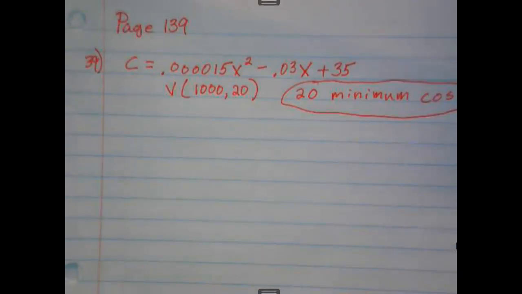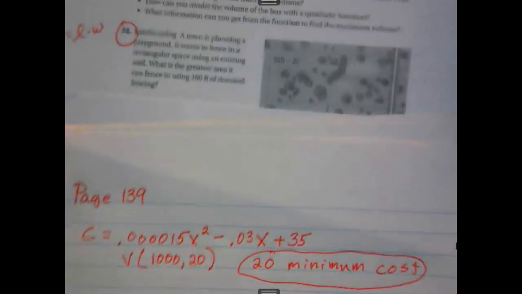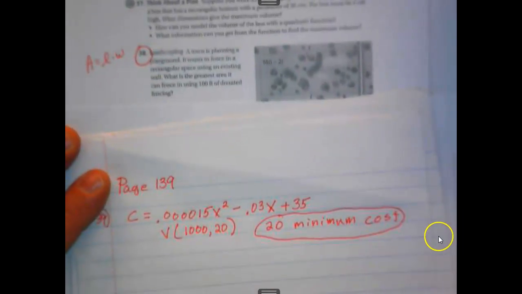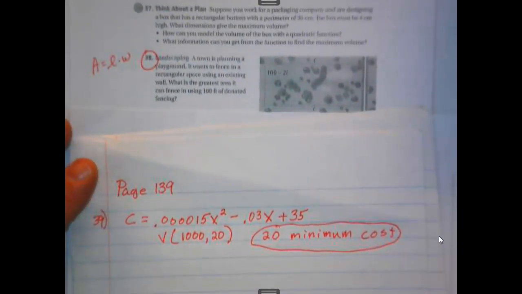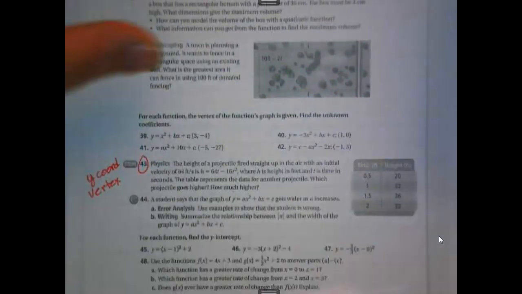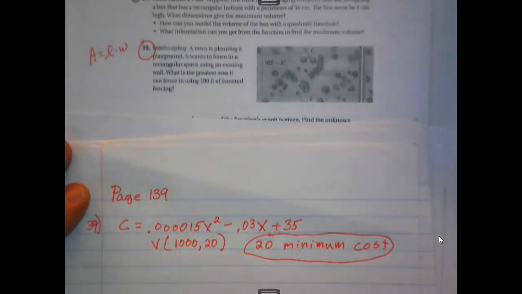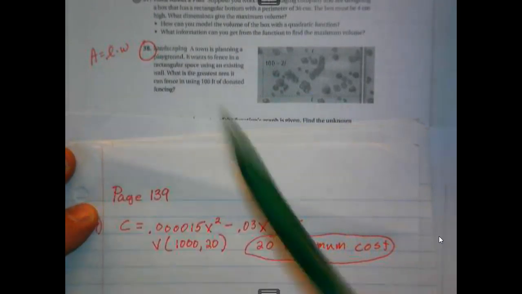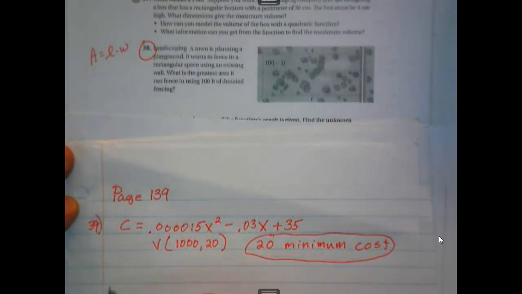Okay, what was your next assignment? Page 207, number 38. I'm sorry for the blurriness. I think I gave you a hint on this one. Area equals length times width, right? This is page 207, number 38.